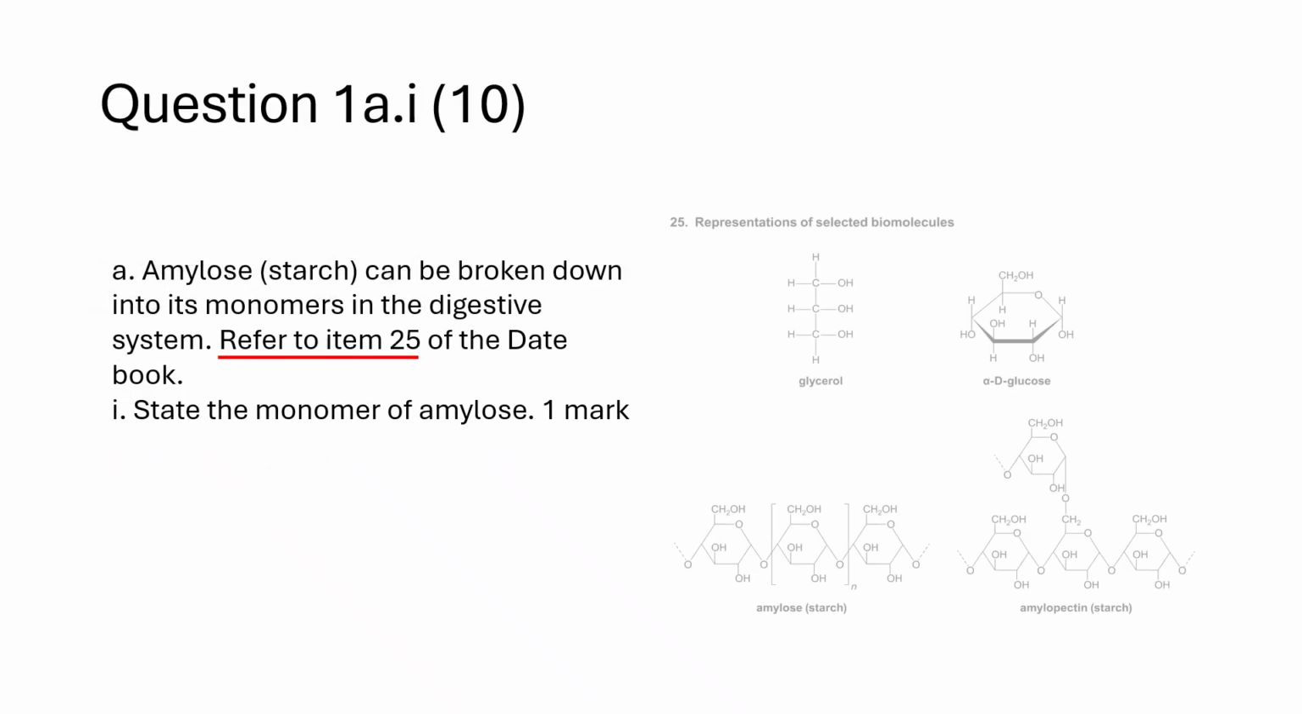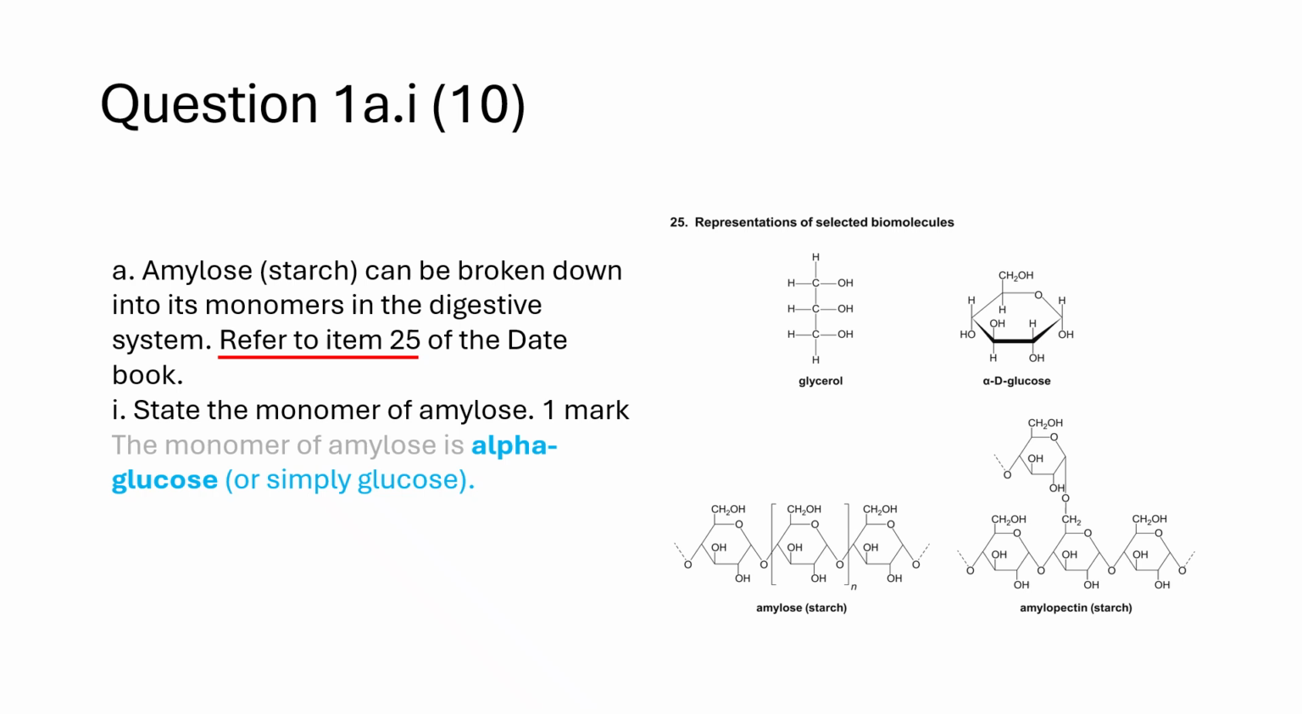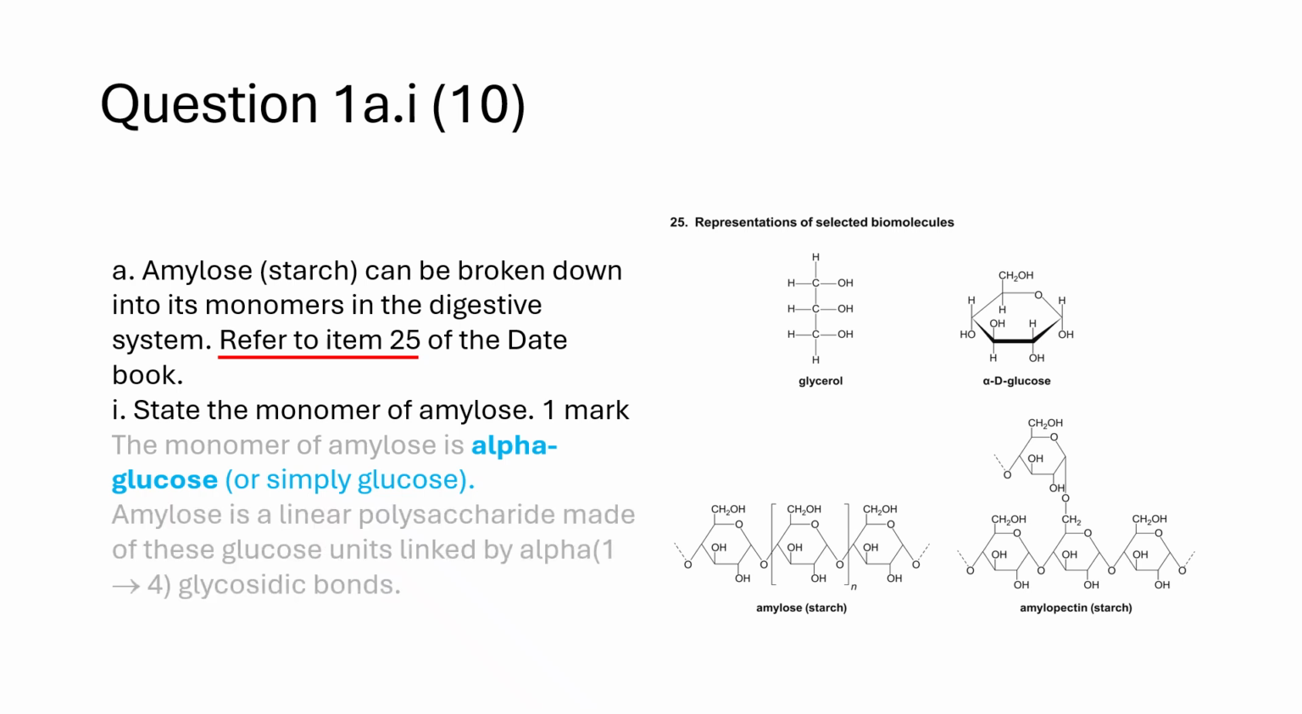The monomer of amylose is alpha-glucose, or simply glucose. Amylose is a linear polysaccharide made of these glucose units linked by alpha, 1 to 4, glycosidic bonds.